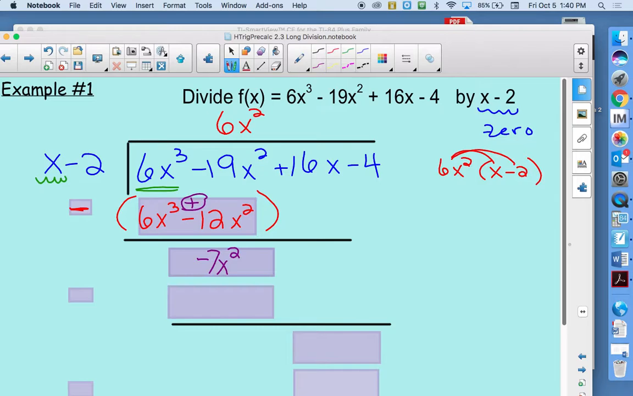Chelsea? Bring the next number down. So plus 16x, and then you divide again. So we're trying to eliminate negative 7x squared. Again, ignore the negative 2. It's just the first term we're looking at.